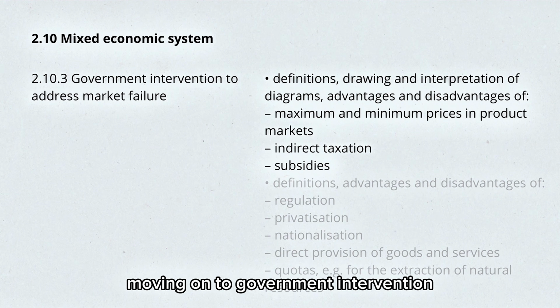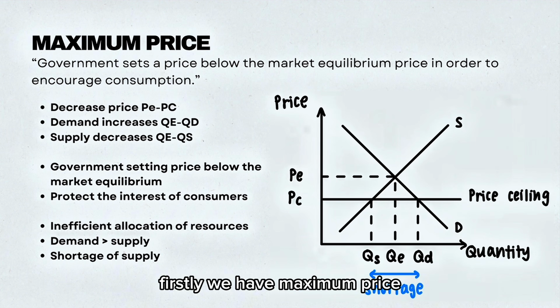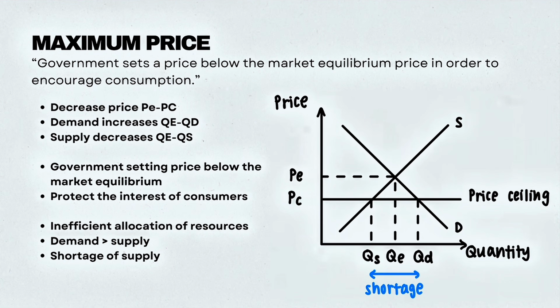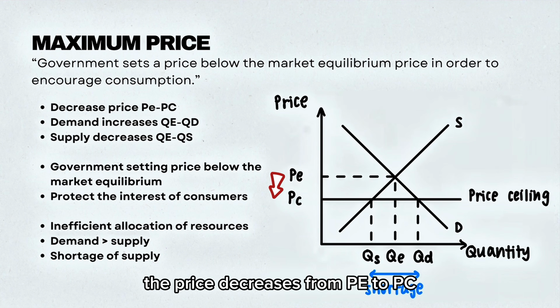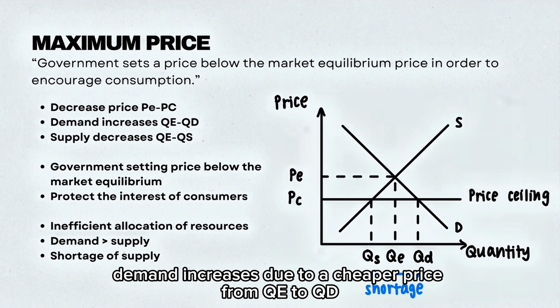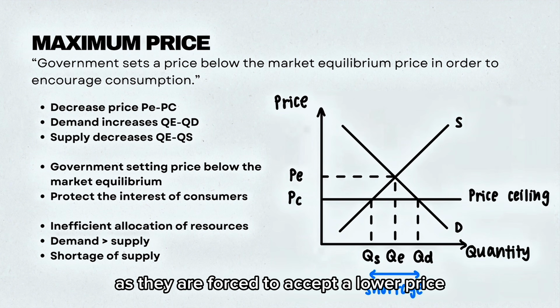Moving on to government intervention to address market failure. Firstly, we have maximum price. This is when the government sets a price below the market equilibrium price in order to encourage consumption. As you can see, when a maximum price is set, the price decreases from PE to PC, which lowers the price. Subsequently, demand increases due to a cheaper price from QE to QD, and supply of this good will decrease from QE to QS as they are forced to accept a lower price.